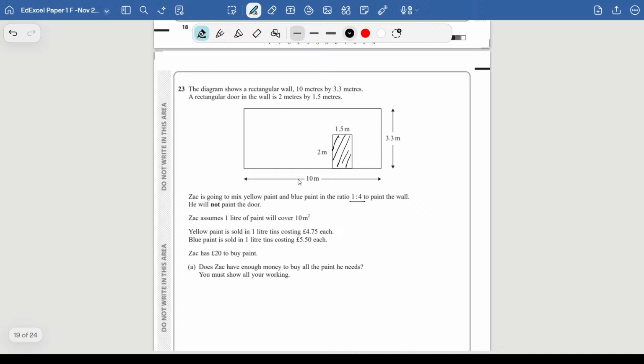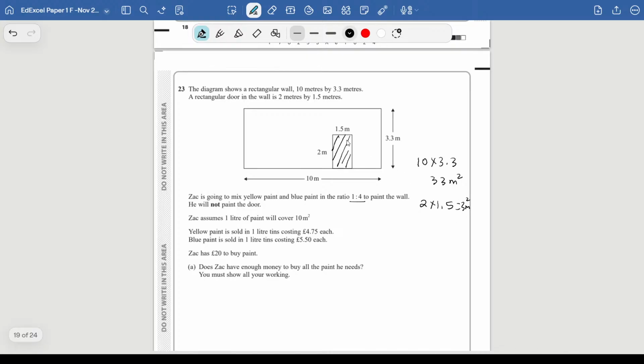So let's not get overwhelmed here. Let's start from the beginning. We have to first find the area of the wall. It's a rectangle, a straightforward thing. 10 by 3.3 is 33 meters square, the area of the wall. And the area of the door is 2 times 1.5, which is 3 meters square.